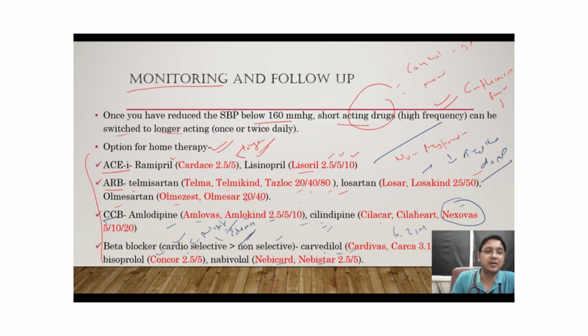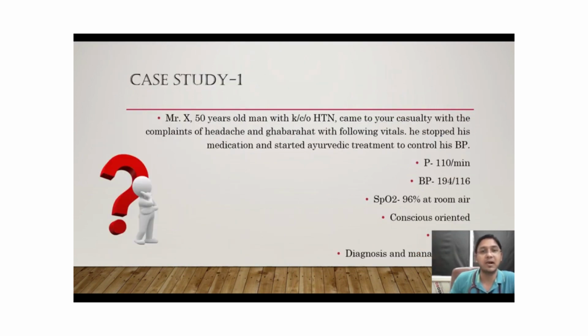One thing you need to remember is ACE inhibitors and ARBs. These two categories are never combined. ACE inhibitor plus ARB is never used in hypertension. Reason, they both cause hyperkalemia. So once you combine these two drugs, the risk of hyperkalemia is very high. So these two drugs are never combined, and cardiologists never prefer to give these two drugs.